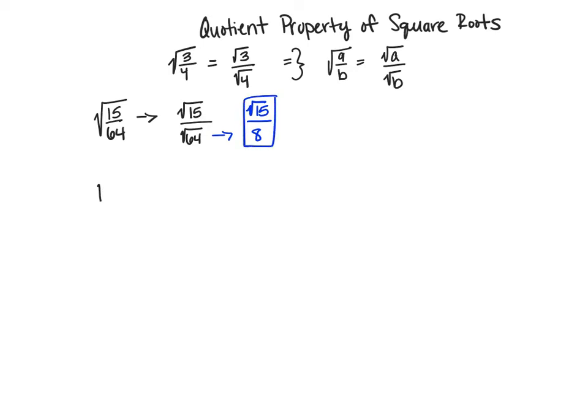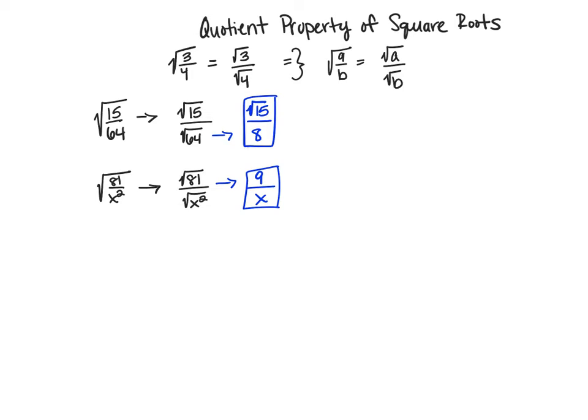The next example will be 81 over x squared. So we can rewrite this as the square root of 81 over the square root of x squared. So the square root of 81 is 9, and then the square root of x squared is x, giving you a final answer of 9 over x. Okay, let's just do a couple more.